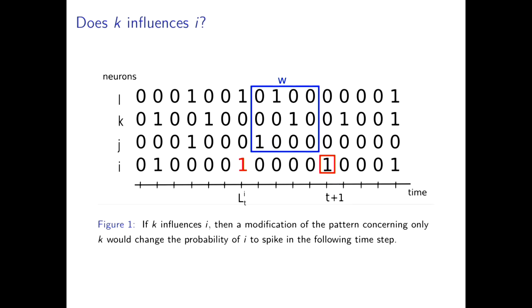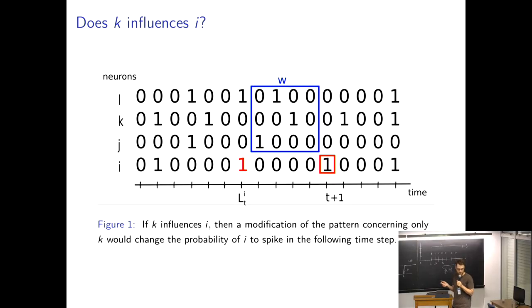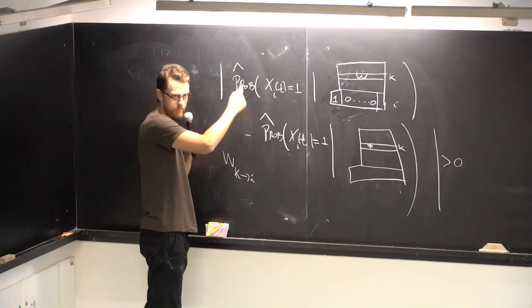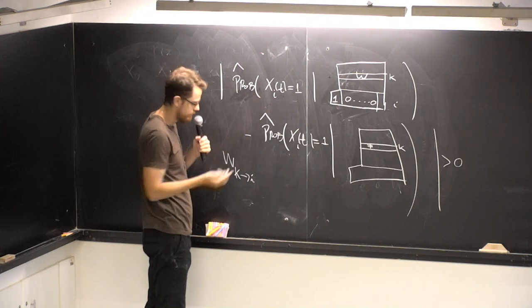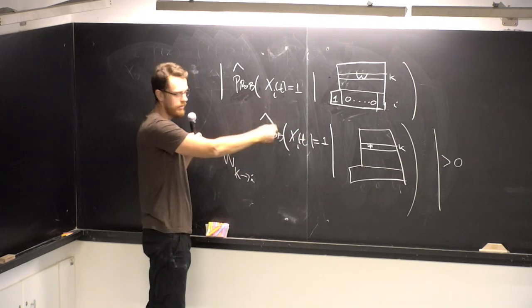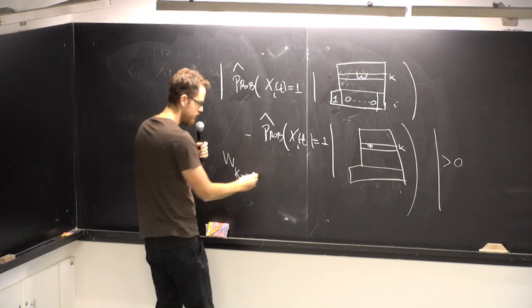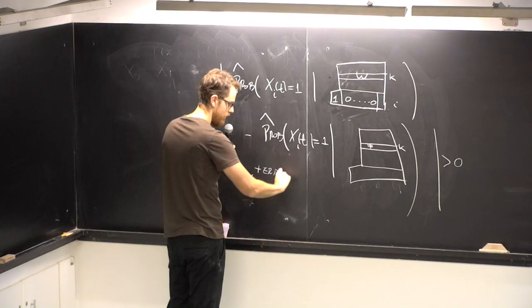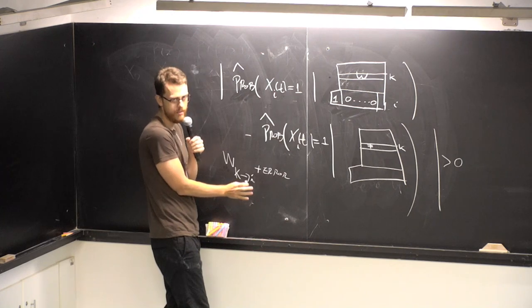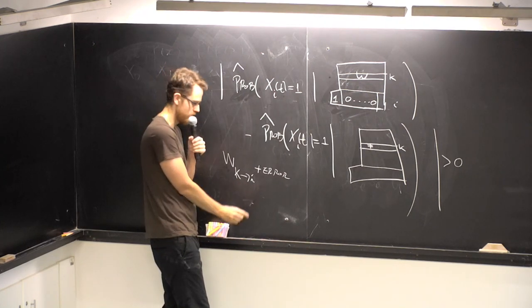But of course, as statisticians, we don't know the true law. We can at most estimate it from the data. And then the job is, once I have this kind of property, the only thing I need to do is to estimate these quantities. If I estimate them very well, I will still be able to detect whether K is affecting I just by comparing these. I will have this difference plus some error, let's say. And if this error is very small compared to this, we can have a beer at the end of the day.